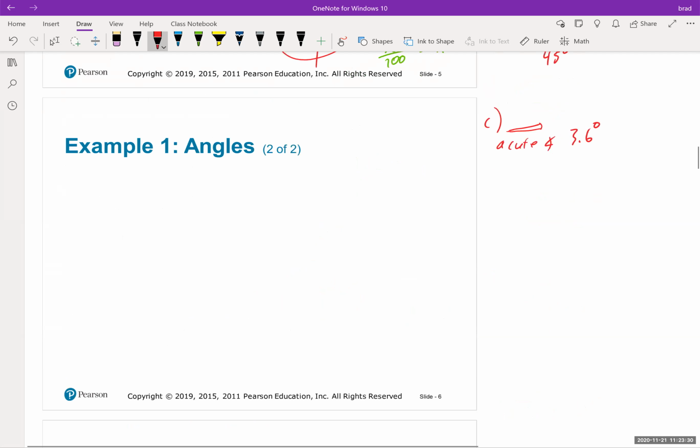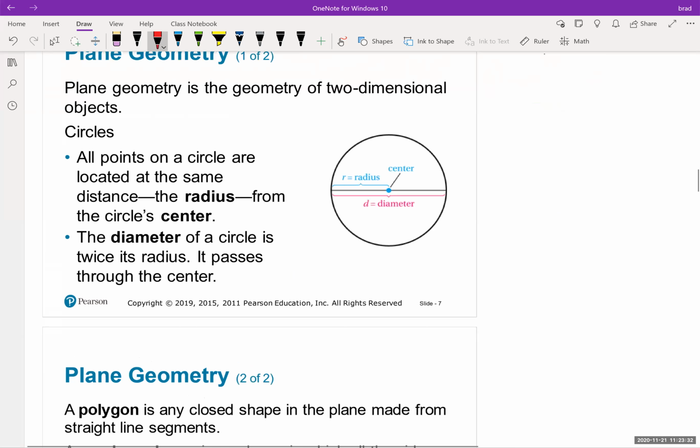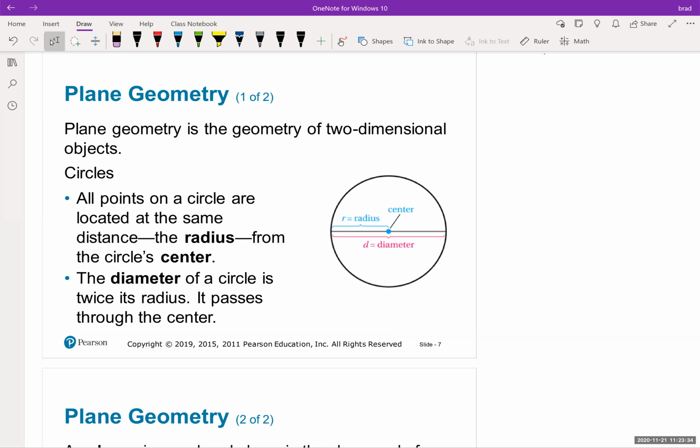All right, so let's talk about plane geometry. Plane geometry is the geometry of two-dimensional objects, circles. All points on a circle are located at the same distance, the radius, from the circle center. The diameter of a circle is twice the radius, and it passes through the center. I think many people are very familiar with this.